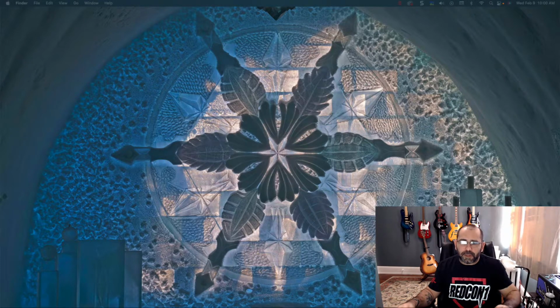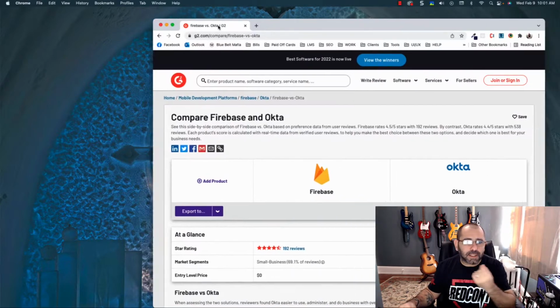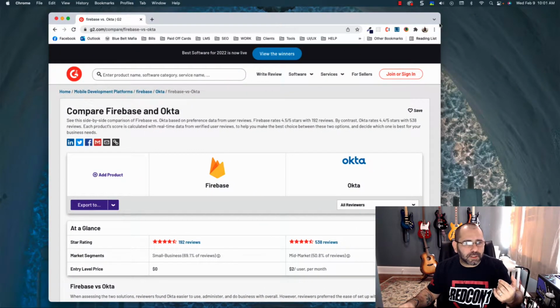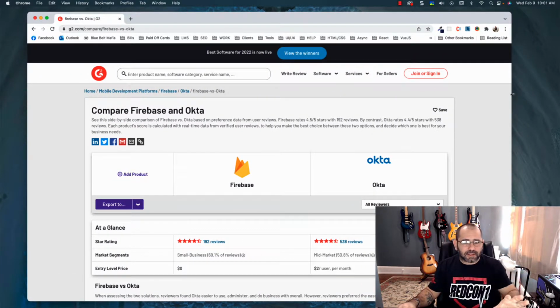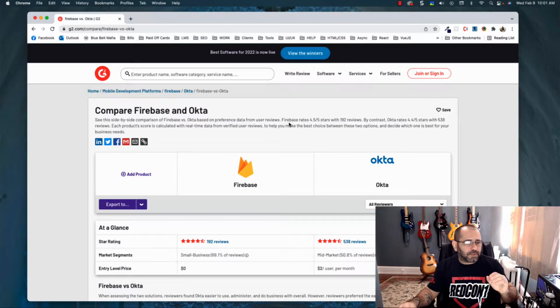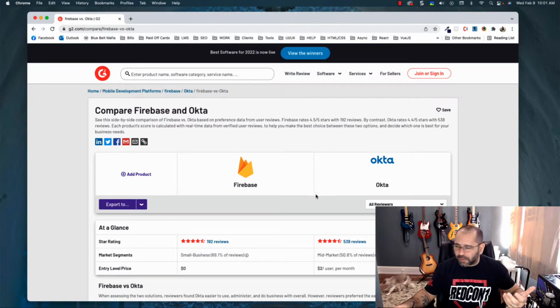All right, so let's load that up. Let's look at this. I think this is fantastic, what they did here. Someone made a comparison between Firebase and Okta, and they pulled up all the reviews, so all this data has already been done for us, which is a great thing. We're going to use this data to cross-analyze which one is better than the other.